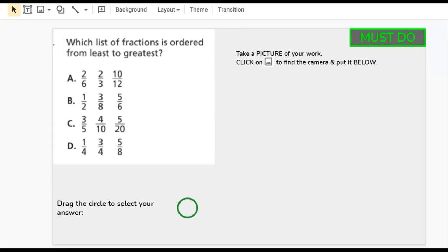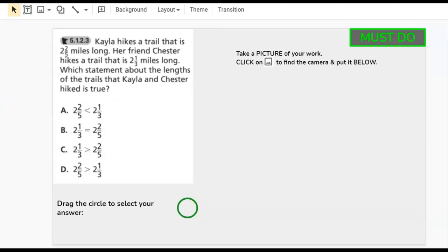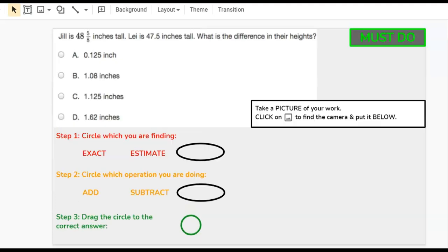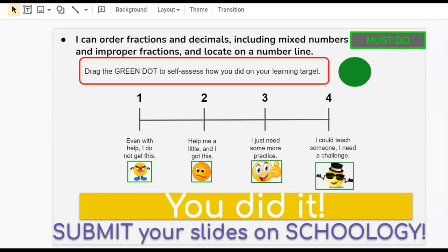Now you're going to have ones like this where you're comparing and ordering fractions and decimals, taking a picture, and using multiple choice. Like this. You're also going to have one right here where you have to compare or turn your fraction into a decimal, and then this is a story problem where you have to figure out if you're adding or subtracting and then find your correct answer and then submit your slides when you're done.